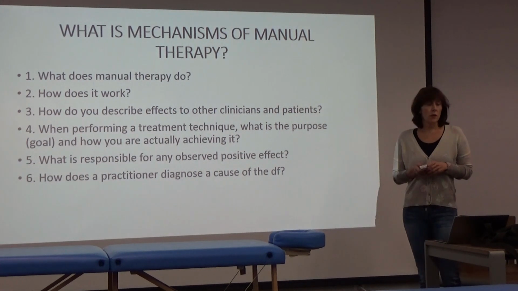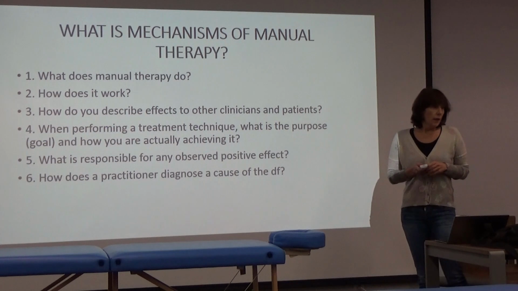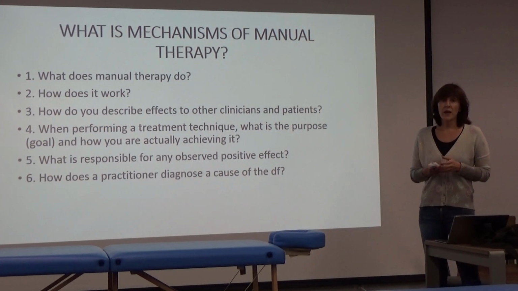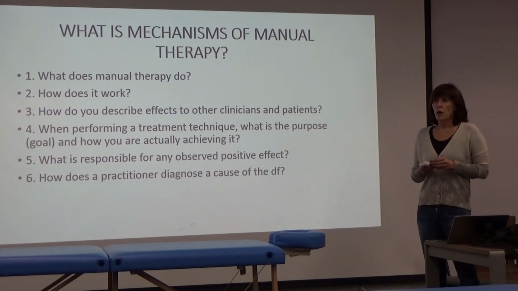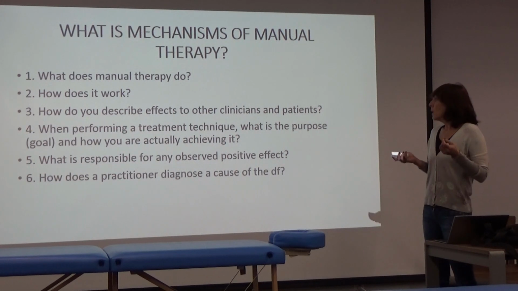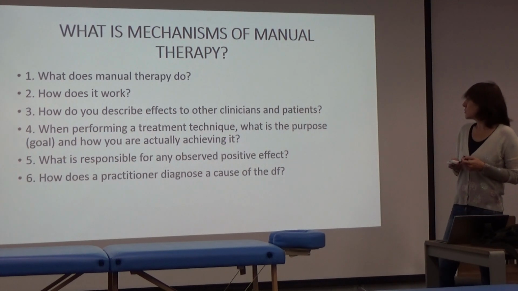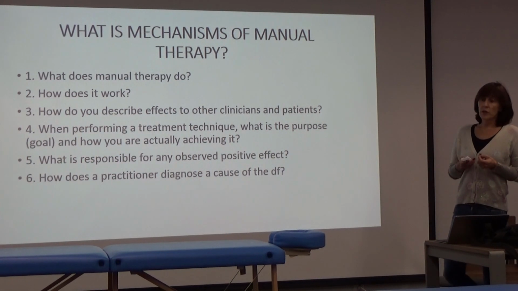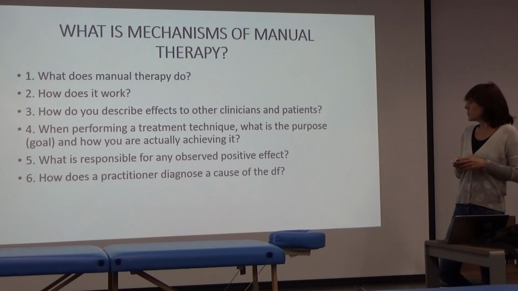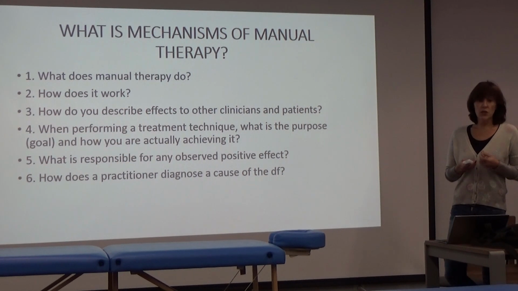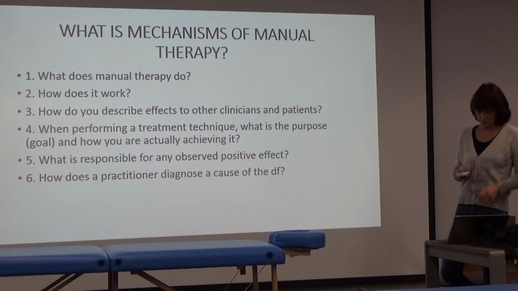Before we start talking about PDTR and neurophysiology, we have to ask the question, what is the mechanism of manual therapy in general? We have many practitioners, we have hundreds of different techniques. So what do we do? How does it work? How can we describe the effects of manual therapy to other clinicians and to patients? When we perform a treatment, what happens? How do we know what we do, how we do, and what we expect? What is responsible for any observed positive effect? And how do we as practitioners diagnose a cause of the dysfunction?